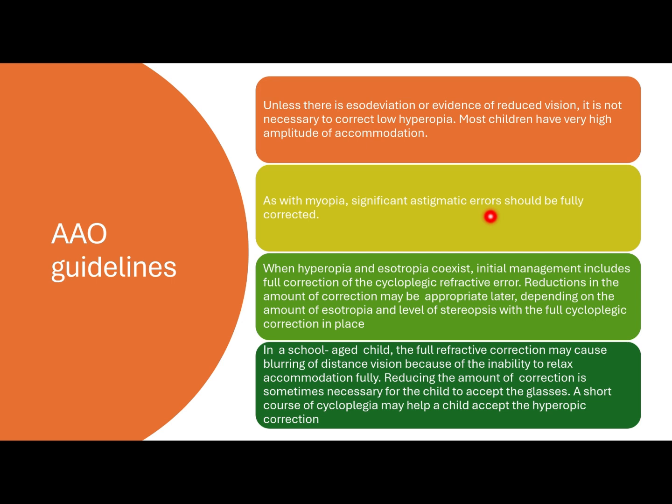When hyperopia exists along with esotropia, then the initial management has to be a full cycloplegic refractive error correction. But if the child is not able to tolerate, then appropriate reduction in the amount of correction can be given. But when we deal with a school-aged child, a full refractive correction sometimes may cause blurring for distant vision because they are not able to relax their accommodation fully. So in such a case, we have to again give a reduced correction for school-going children.